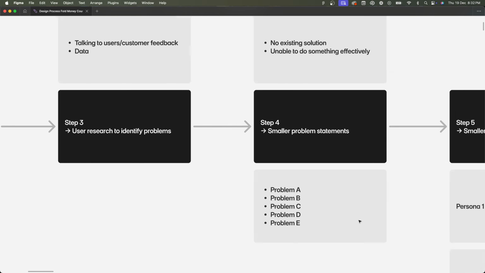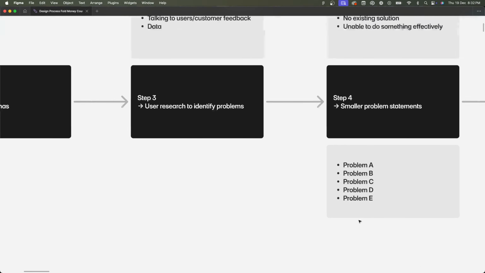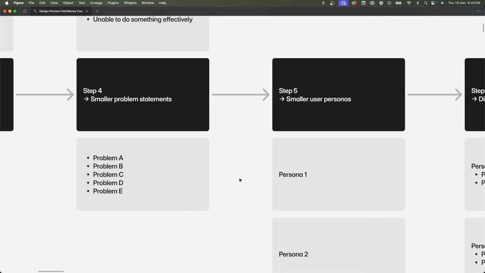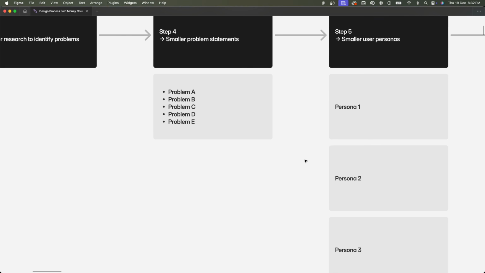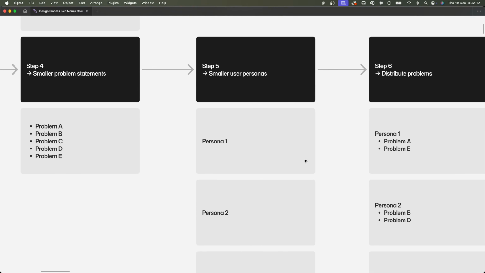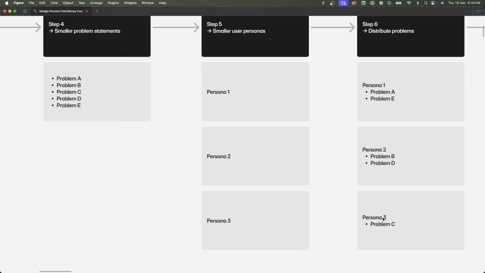Now, once you do that, you then go ahead and create personas. Now you have the high level persona, you go ahead and prepare those personas. So you have, let's say, 3 personas. And then the next step is to distribute those problems. So you're going to say persona 1 has problem A and problem E. Persona 2 has problem B and problem D. Persona 3 has problem C.